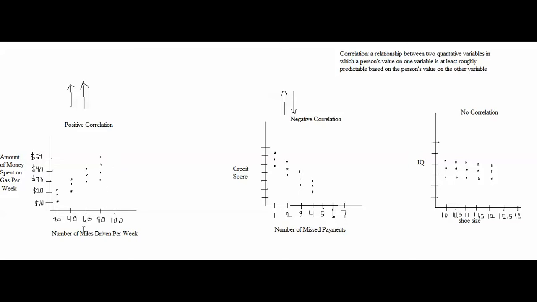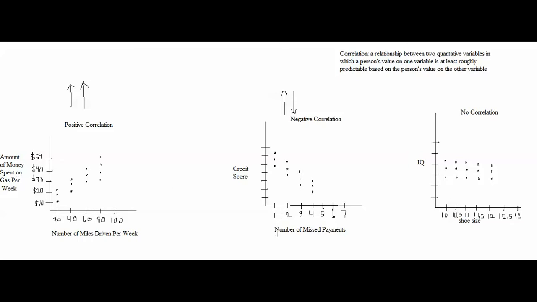So if the person tells me how much driving they're doing per week, I won't be able to predict exactly how much money they're spending on gas, but I'll be able to make at least a rough prediction of how much money they're spending on gas per week. The reason why I can make that rough prediction is because there's a correlation between number of miles driven per week and amount of money spent on gas per week.